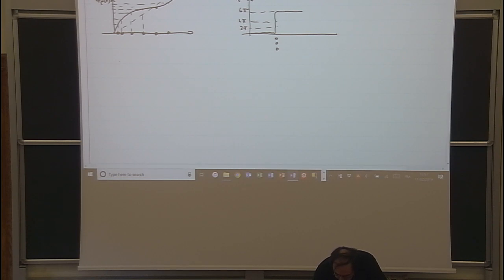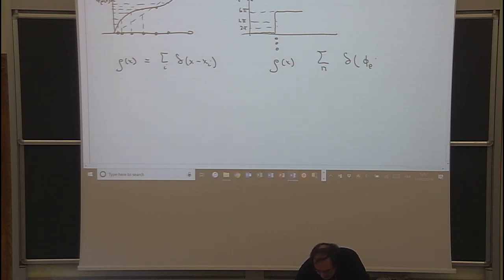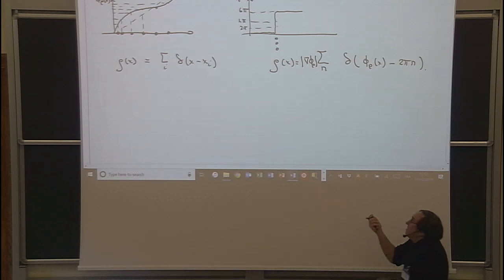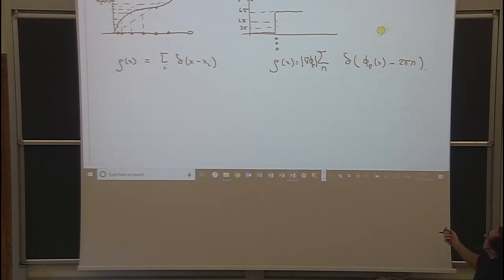Okay, so if I buy the principle of this, I can rewrite my density, which is the sum of delta of x minus xi, as a sum over n of delta of phi L of x minus 2 pi n. But I have a Jacobian, and I won't get rid of the Jacobian, and the Jacobian is the modulus of the gradient of phi L. So this is an identity. If you take the standard formula on the delta function, and you say every time I get a particle, it means that phi L is equal to 2 pi n, you can rewrite this in the most complicated form, which is this one, and you have to use this Jacobian of the transformation.